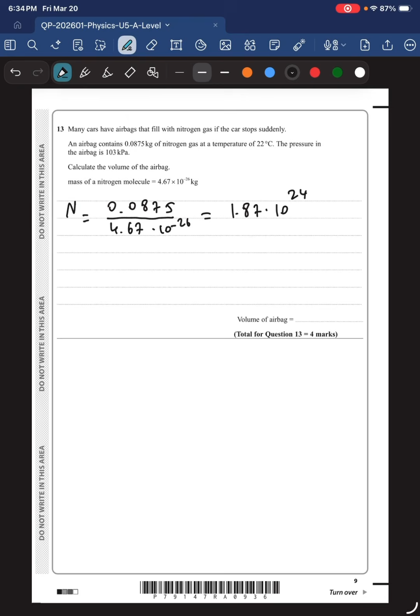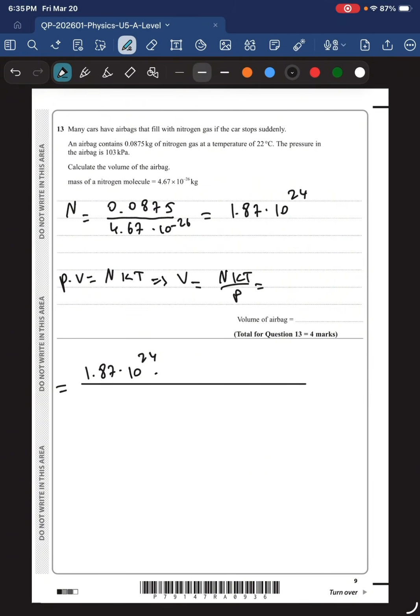Okay? And now we can use the ideal gas law, right? So PV is NKT. We need the volume, so we solve for the volume. So volume is NKT over P, and I'm going to come down here. So this is 1.87 times 10 to the 24 molecules times K, which is 1.38 times 10 to the negative 23 times 295 over 103,000 pascals. Okay, and the answer is 0.074 cubic meters.